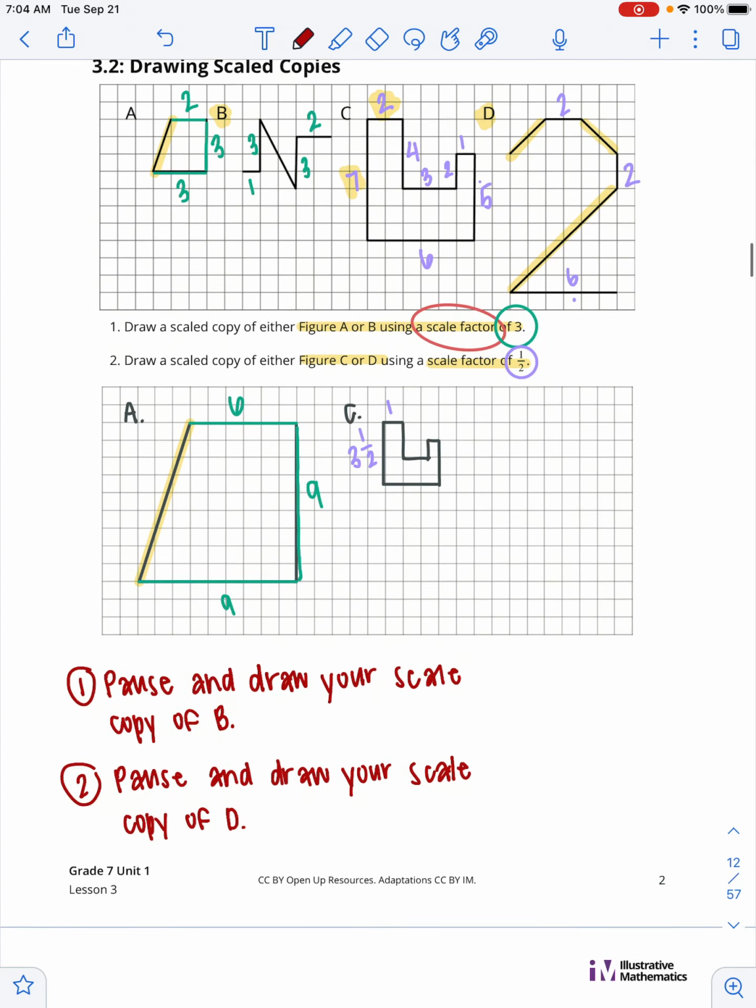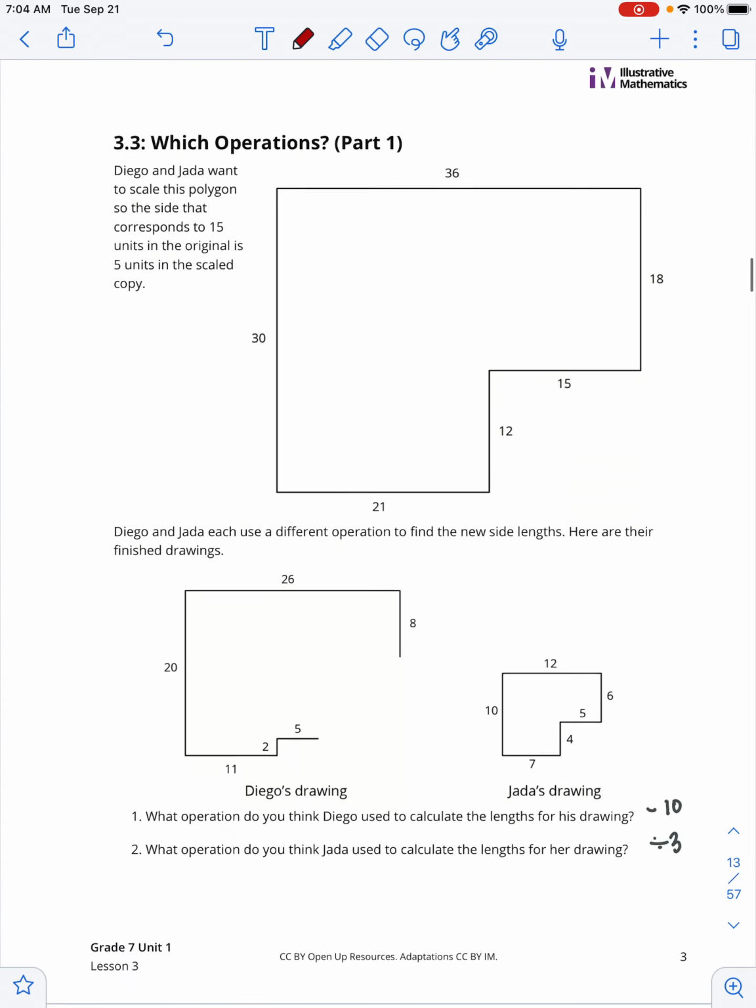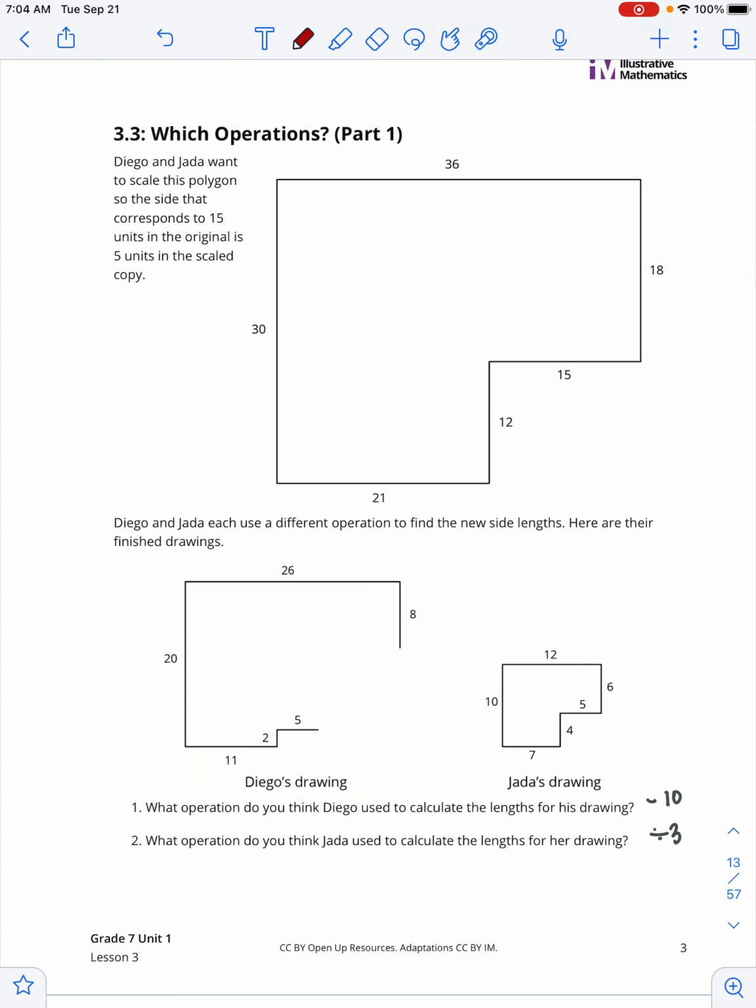Okay, so let's move on to activity 3. Activity 3 says, Diego and Jada want to scale this polygon. So the side that corresponds to 15 units in the original is 5 in the scaled copy. Remember that word corresponds just means the side that's in the same place on the scale copy. So we're looking for 15 units in the original, and they want 15 units in the original to represent 5 in the scaled copy.